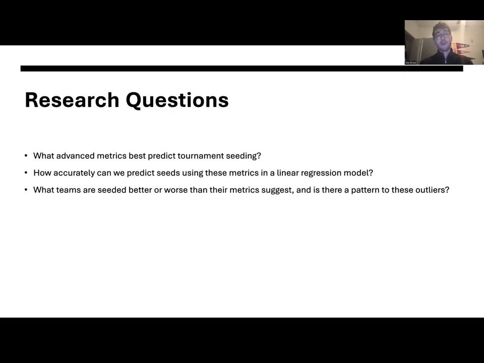So that brings it to my research questions. First, what advanced metrics actually best predict tournament seeding? Is it offensive efficiency? Is it defensive efficiency? Is it tempo? Is it strength of schedule? The next question is, how accurately, using a linear regression model, can we predict seeds using these metrics? Finally, what teams are seeded better or worse than their metrics suggest? And is there a pattern to these outliers?